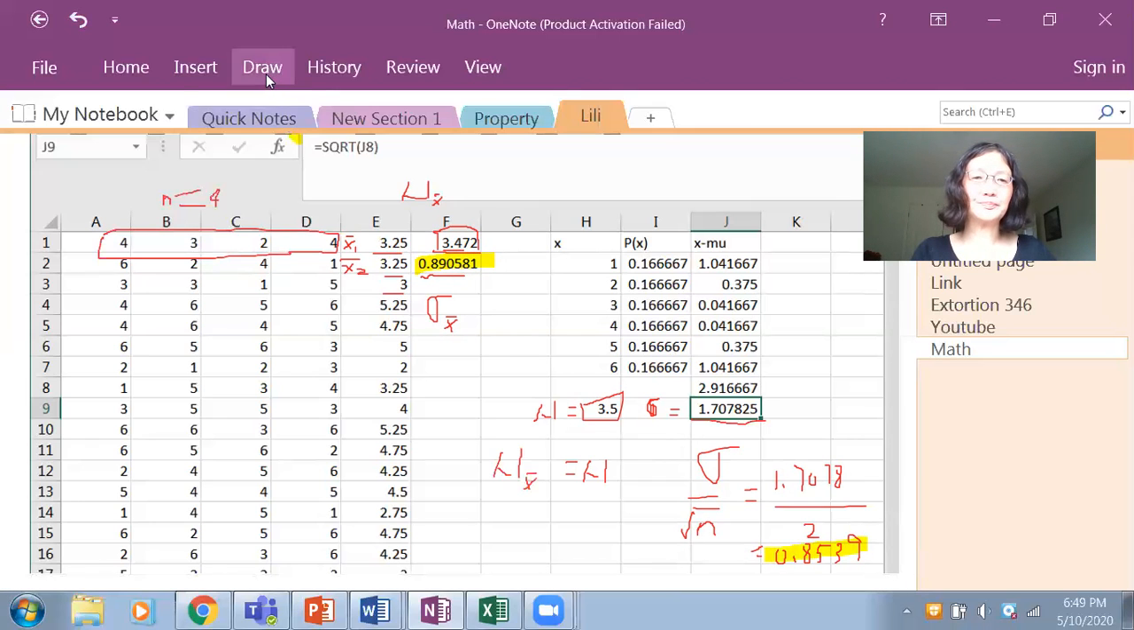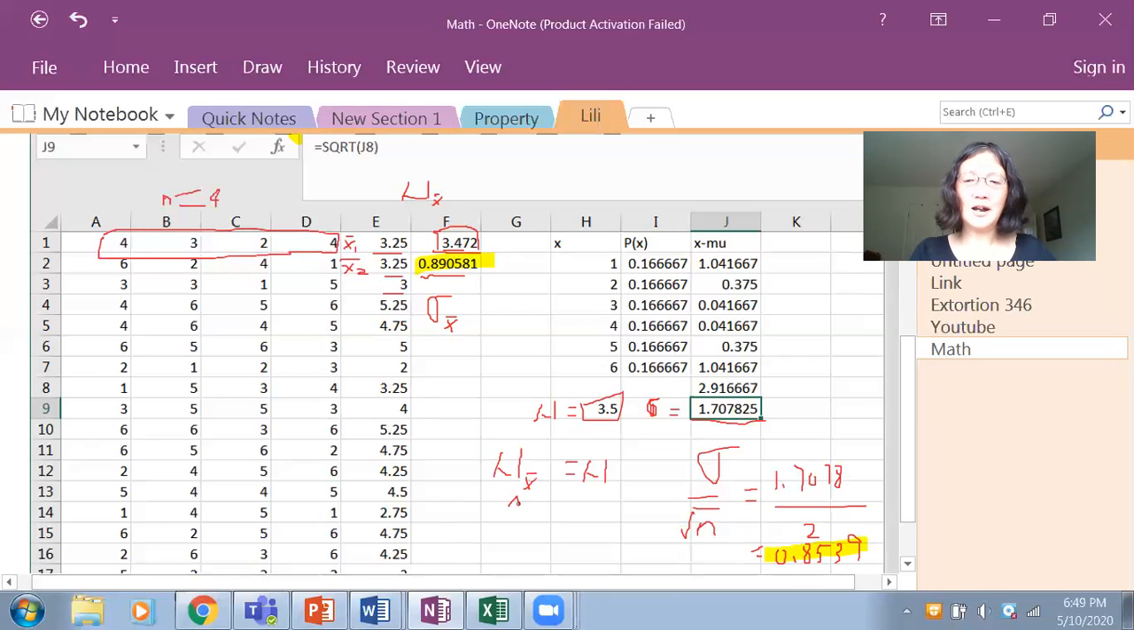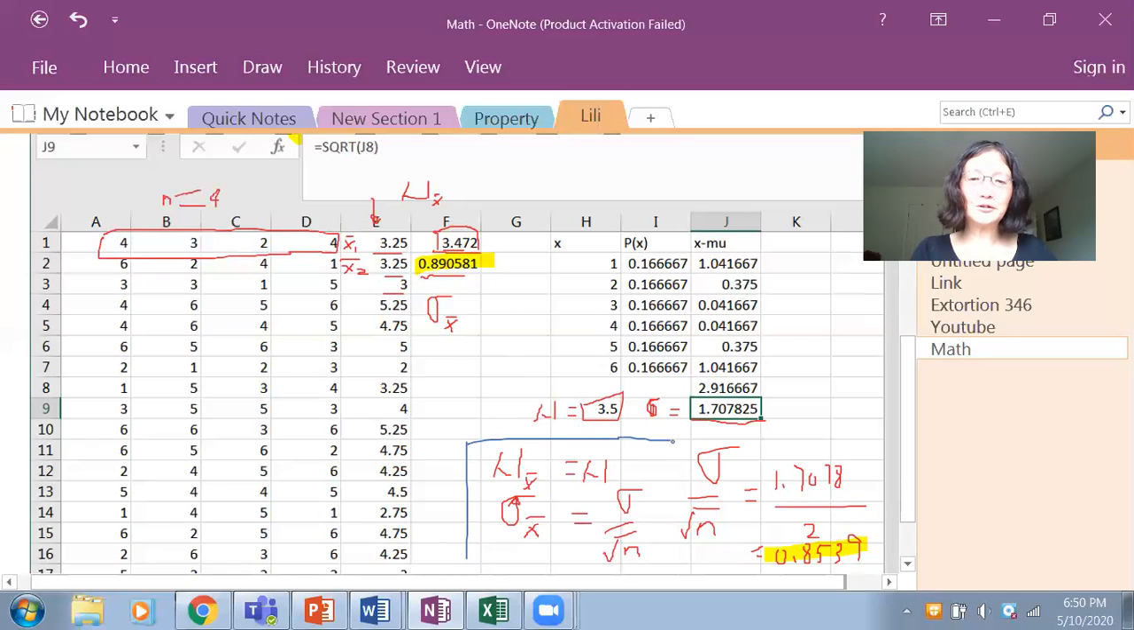So we conclude, if you repeat this experiment a large number of times, you get sigma x bar. Sigma x bar represents the standard deviation of the E column, equal to sigma divided by the square root of n. So that is the central limit theorem, referring to these two formulas. The first formula says the sampling distribution of the sample mean equals the population mean. The second formula says the standard deviation of the sampling distribution equals the population standard deviation divided by the square root of the sample size.